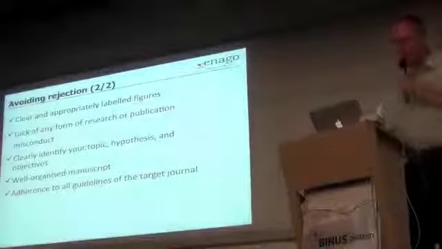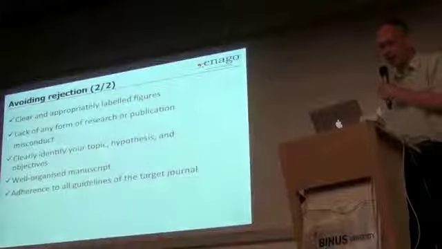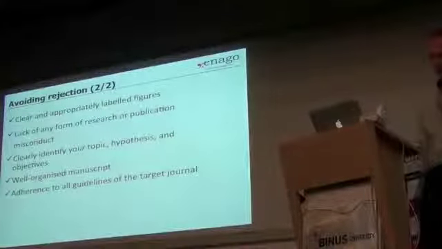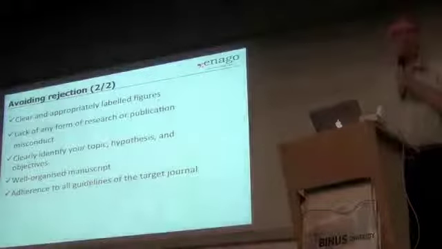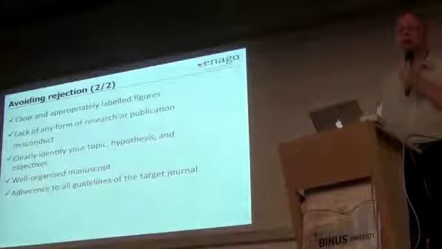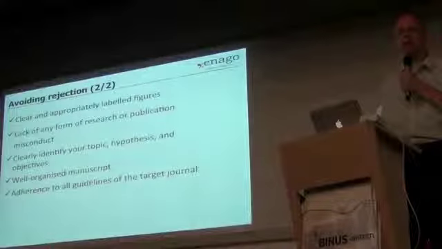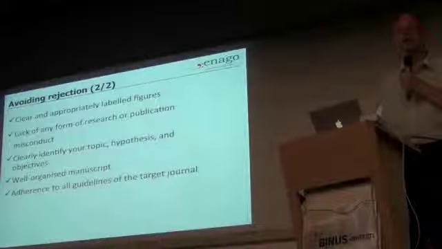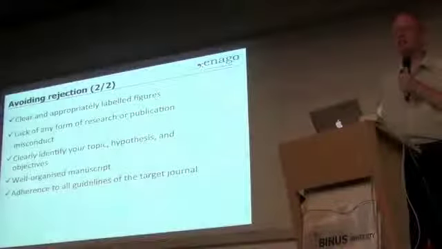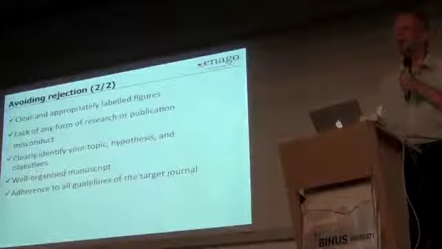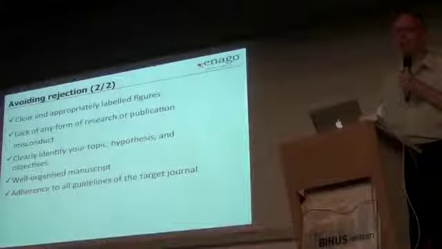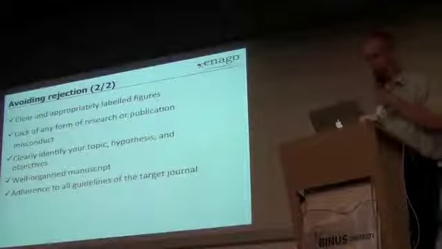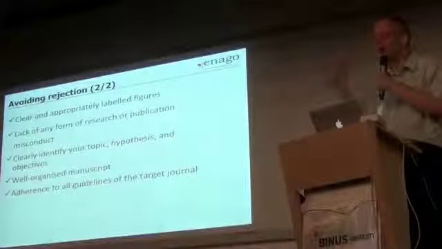This is a funny one. Avoid rejection by not having any form of research or publication misconduct. In essence, what that means, don't manipulate your images. In biology particularly, very often what I see on the Retraction Watch website is that papers get retracted because images have been manipulated inappropriately. So just avoid any of that. Just go about and be an honest scientist.